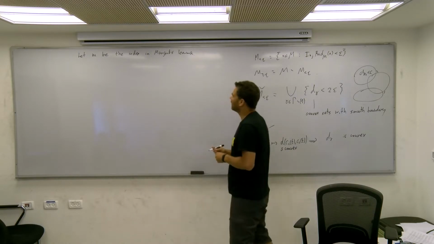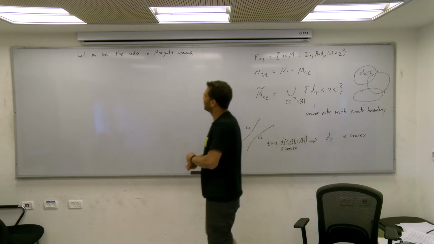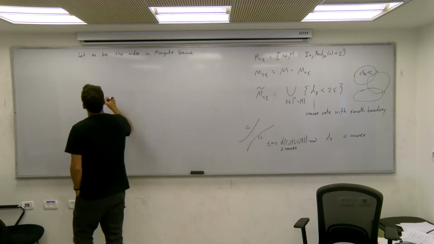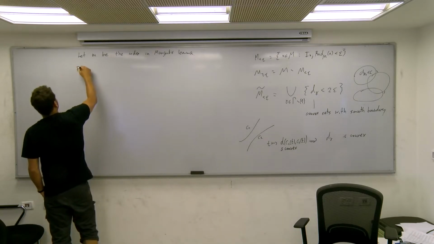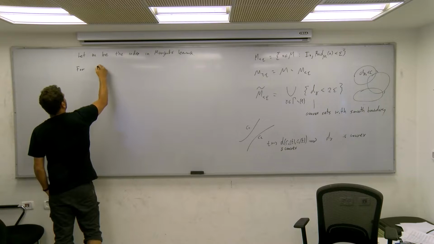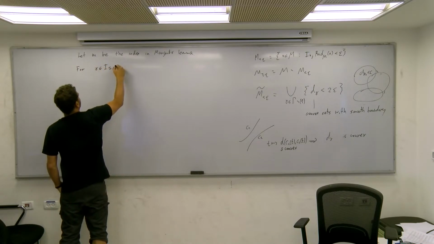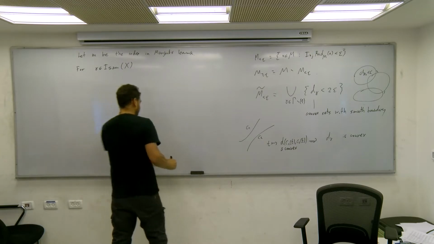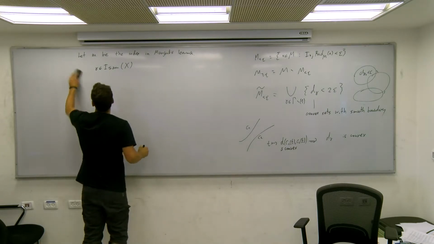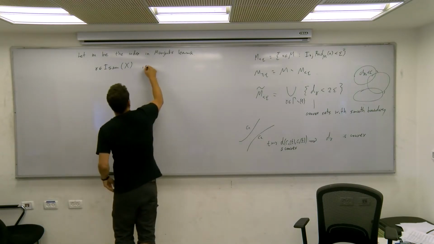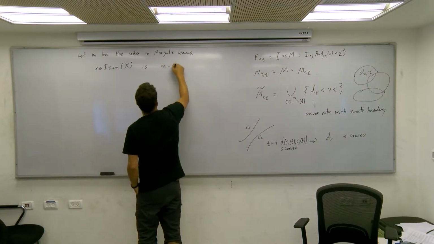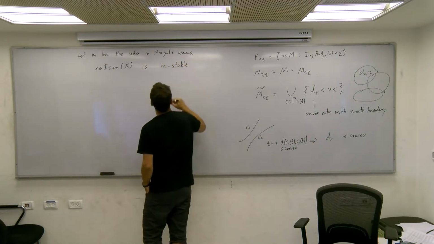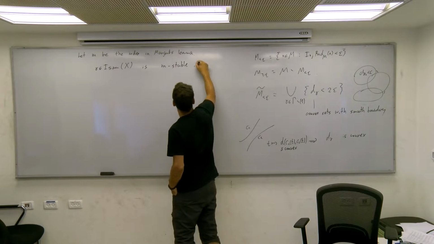and let's say that for gamma in the isometry group of X, gamma is M-stable. This is a definition.